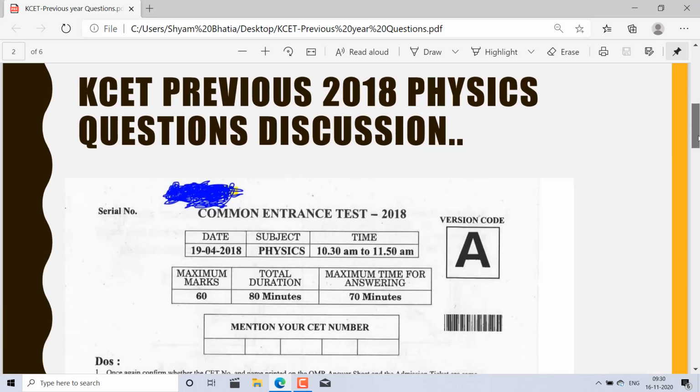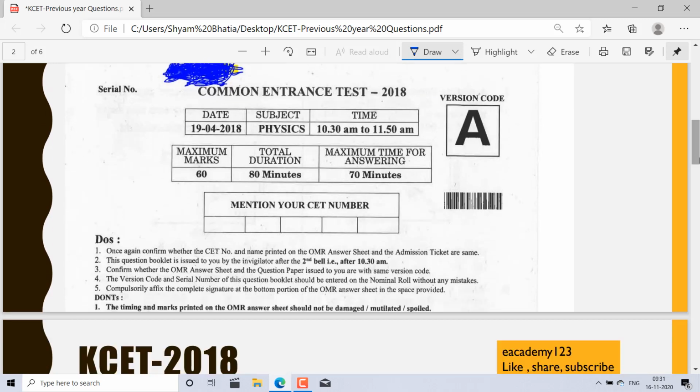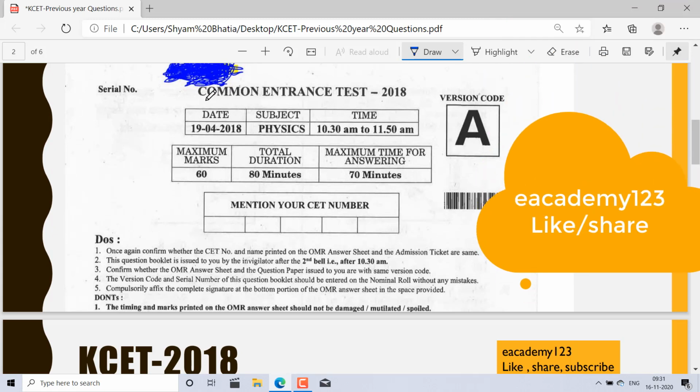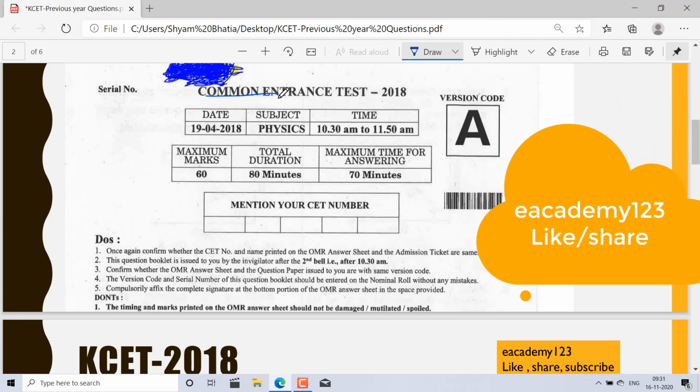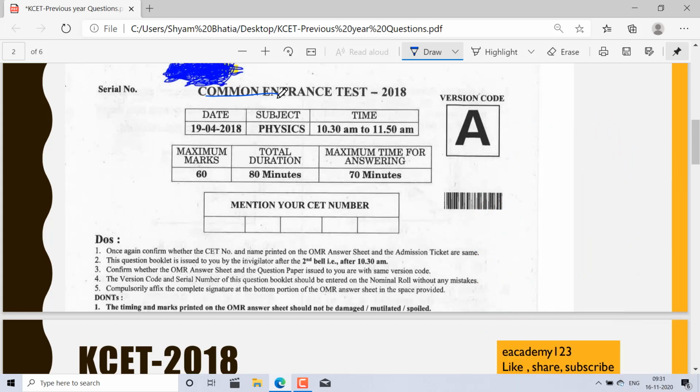Let's start. This is the front page of the Karnataka CET paper. This is the KCET previous year 2018 physics. I am discussing the physics questions, and in the next coming videos we will include the whole question paper. In this video we are talking about the solutions of the KCET.